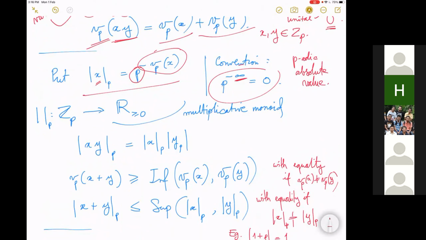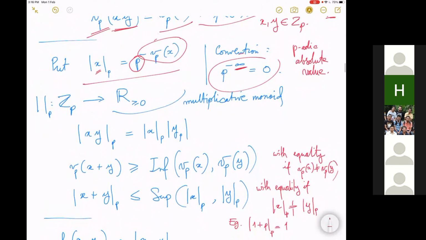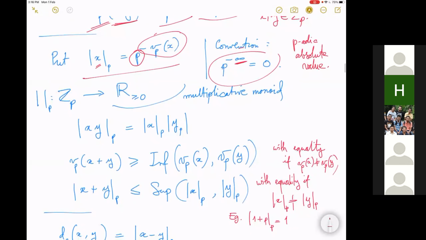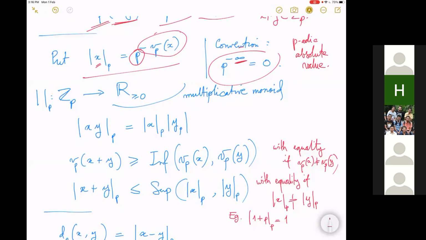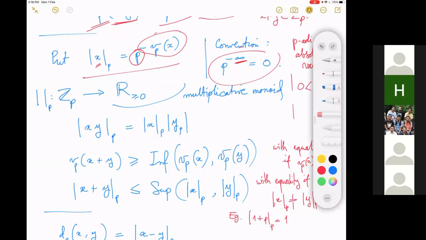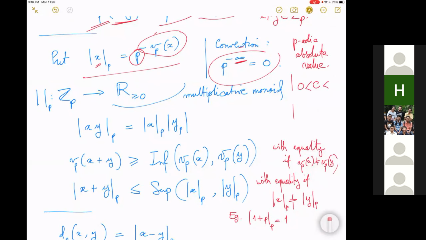Now, somebody had asked at some point whether we could take some other real number, let's say c between 0 and 1, instead of 1 over p. And the answer is yes. If you have the notion of equivalence of absolute values, you can take any other constant c, and you'll get an absolute value on Zp which is going to be equivalent to this one.